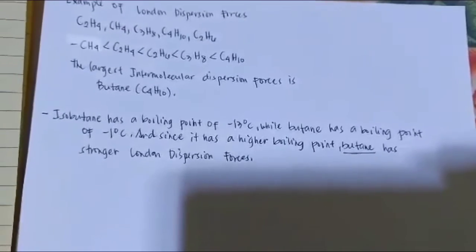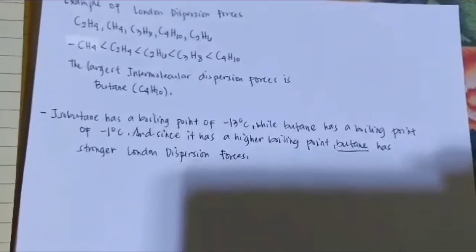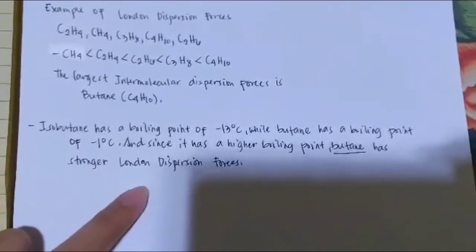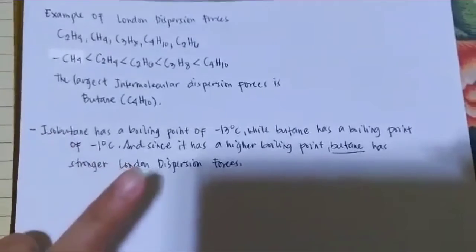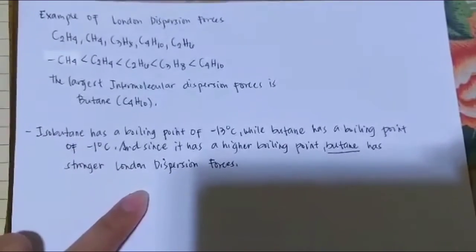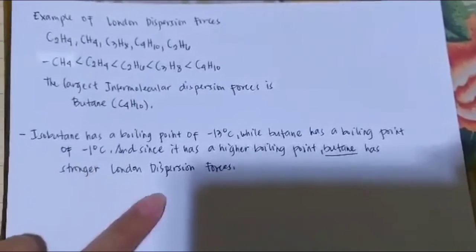You could predict a lower boiling point when compared with straight chain butane. Isobutane has a boiling point of negative 13 degrees Celsius while butane has a boiling point of negative 1 degree Celsius. And since it has a higher boiling point, butane has stronger London dispersion forces.